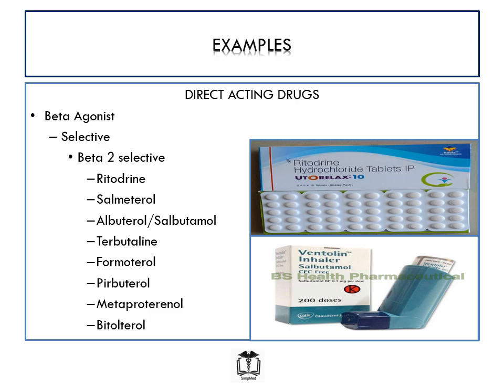Beta 2 selective drugs are more numerous. We have drugs like ritodrine, salmeterol, albuterol, which is a popular drug used in inhalers, the Ventolin inhaler, terbutaline, formoterol, pirbuterol, metaproterenol, and then bitolterol. These are all examples of beta 2 selective drugs. What you quickly notice about most of the beta 2 drugs is that they have a similar suffix, the suffix ROL. So once you see a drug ending with ROL, you should be thinking about a beta 2 selective agonist.